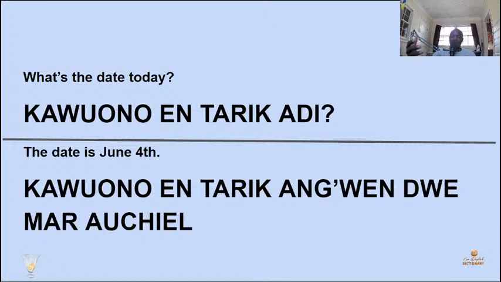And the good thing about the month is we don't have a specific name for January, February, March, and you know, so we just say dwe mar achiel, dwe mar ariyo, dwe mar adek, up down till dwe mar apar gi ariyo. So kawuono en tarik, like today's dwe mar achiel, so you'd say kawuono en tarik piero ariyo gi adek kod to piero ariyo gi adek dwe mar achiel.